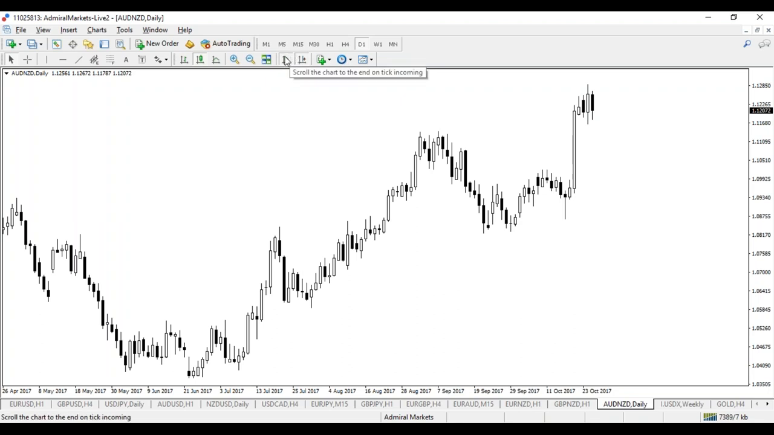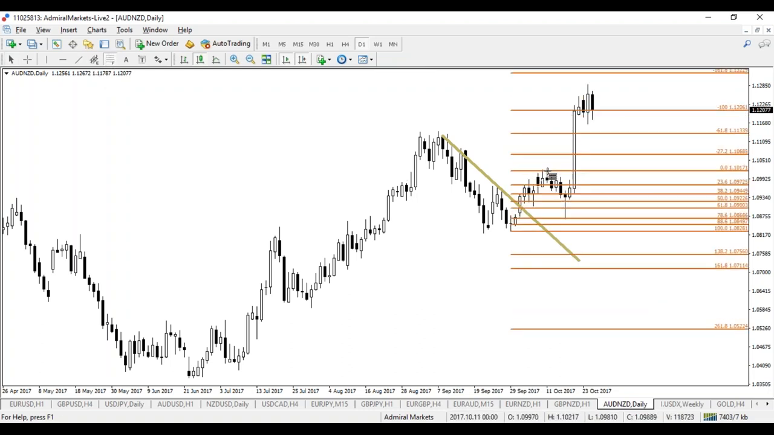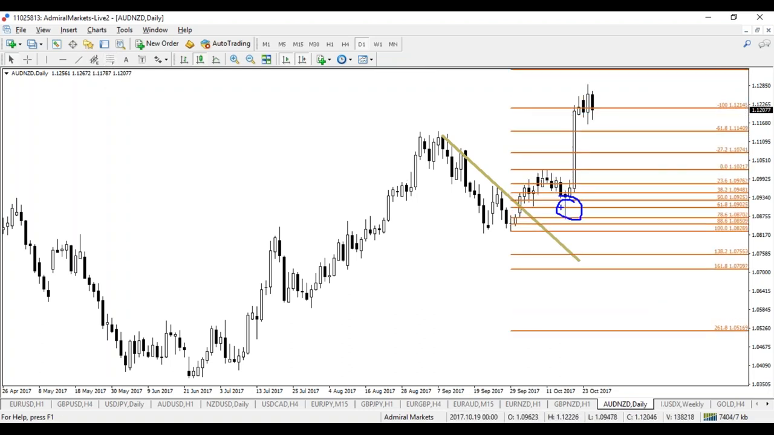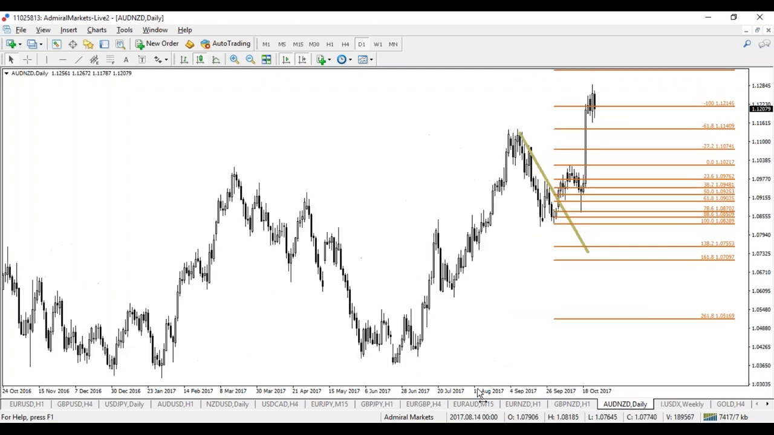Let's see. Here's the Aussie New Zealand resistance trend line, break of the resistance, pullback, continuation. And how do you know that was a good continuation? Nice wick here, and up it goes, right? So, good confirmation there.